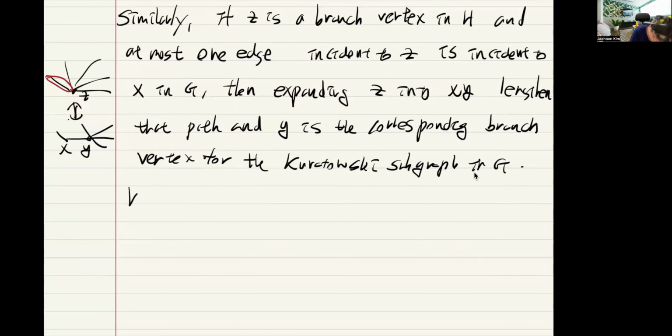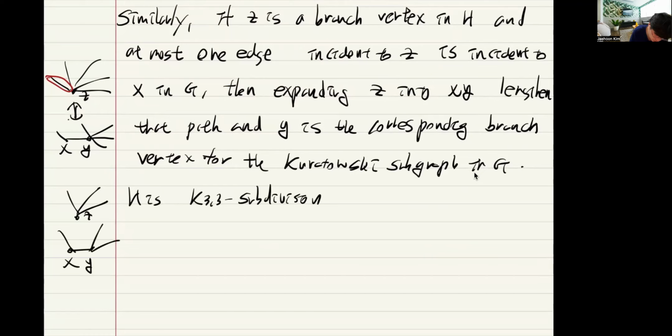And in particular, if H is a K33 subdivision, then what happens? Then v is adjacent with 3 edges. So in X and Y, 2 of them are here and 1 of them is here. And potentially there could be more in the graph G, but among the edges corresponding to H, out of these 3, however you distribute it, one of them contains either 1 or 0. So then we are done.